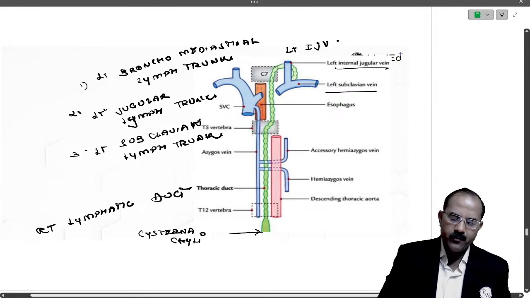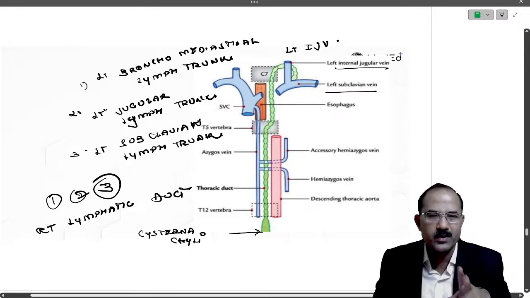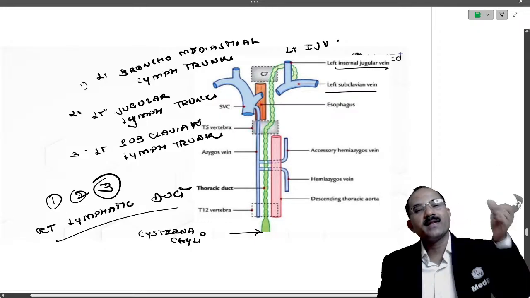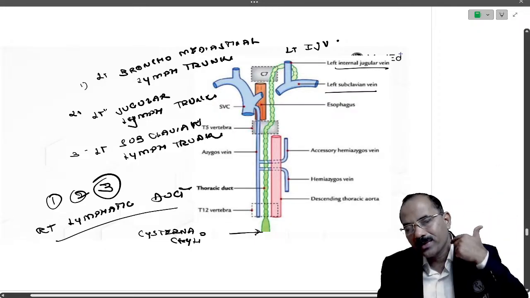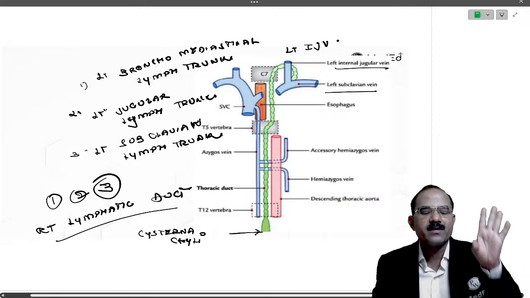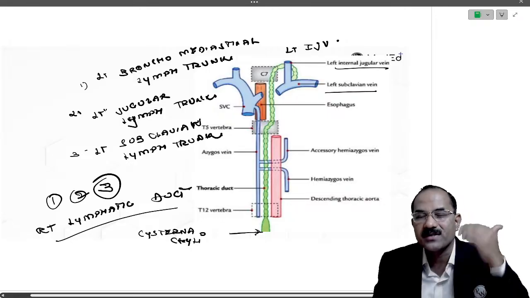There's a right lymphatic duct, and this right lymphatic duct will receive these three tributaries, 1, 2 and 3, on the right side. The right bronchomediastinal, right subclavian and right internal jugular lymph trunks will all drain into the right lymphatic duct, and this right lymphatic duct will open at the junction of the right internal jugular and the right subclavian vein. That's the right lymphatic duct. On the left side, there's the thoracic duct.